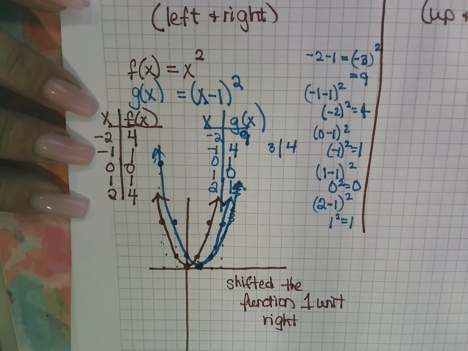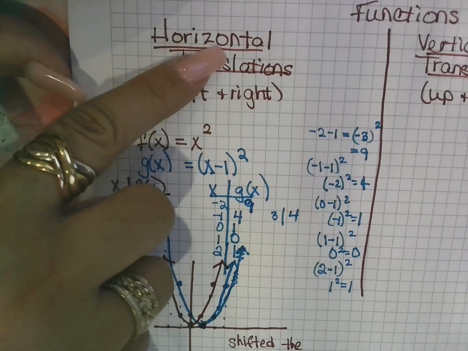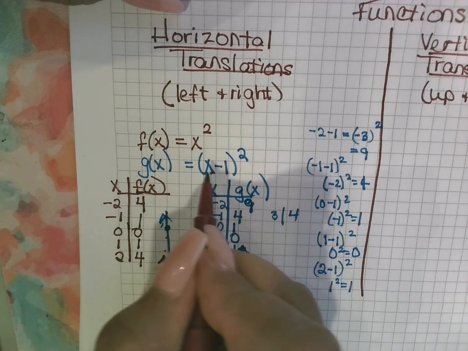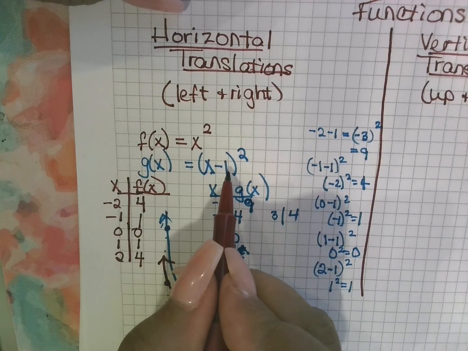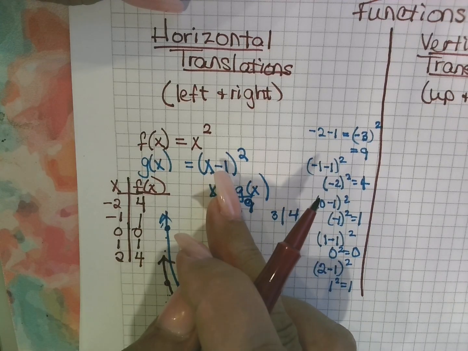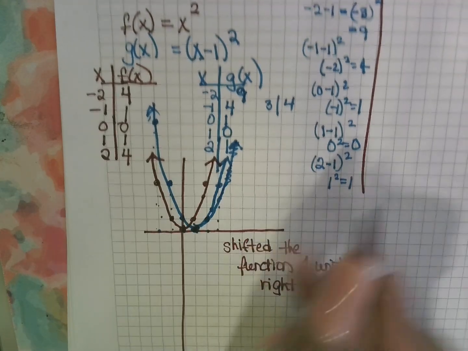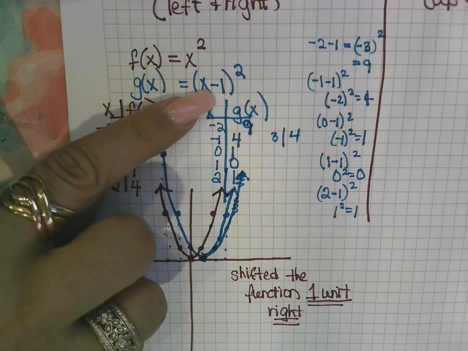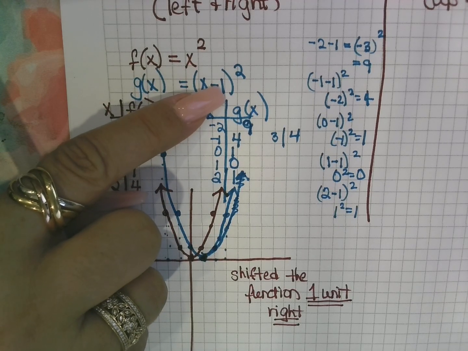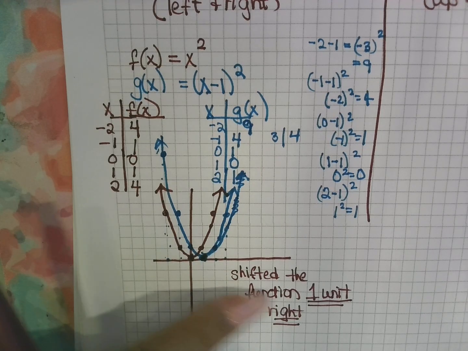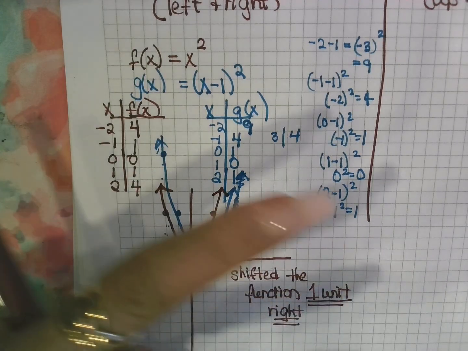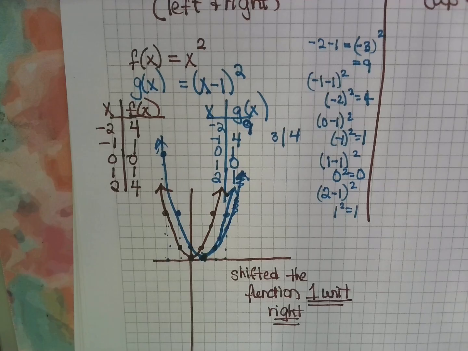Okay? And that is in fact what happened. When you have a transformation or a translation, this particular type that happens inside the function, inside the parentheses, and you see a -1, your instinct is to think that that is going left, but it is in fact not going left, it is going right. So please remember that whenever you see a minus inside the function, you are actually shifting to the right that number of units. If you saw a plus, you would be shifting to the left that same number of units.